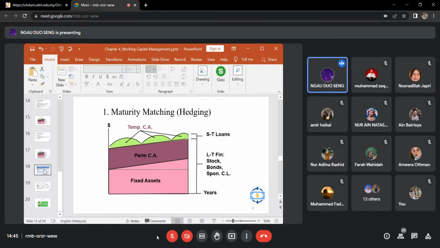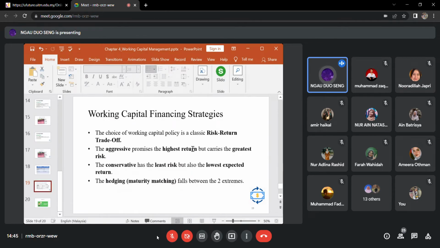Again, if you want to have high return, then you choose aggressive. If you want low risk, then you choose the conservative. If you want moderate, then you choose the matching or hedging approach. So here there is no right or wrong answer. It depends on you, right? That's why we say risk-return trade-off.